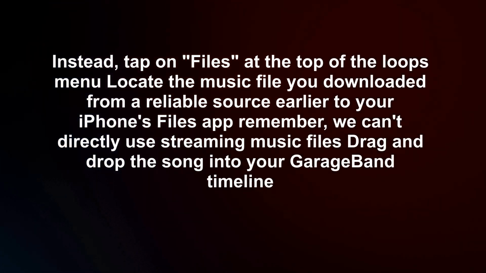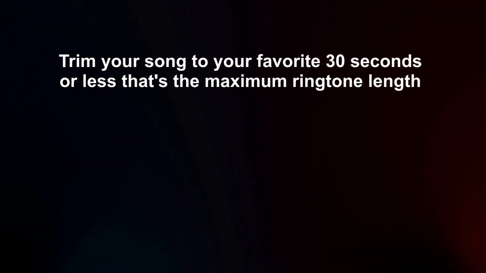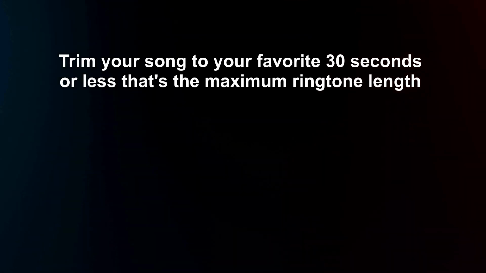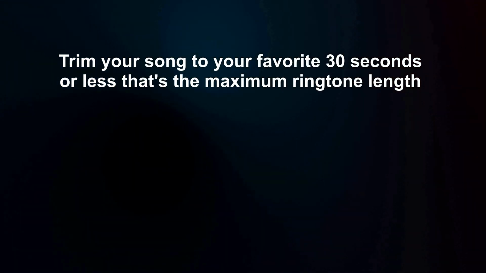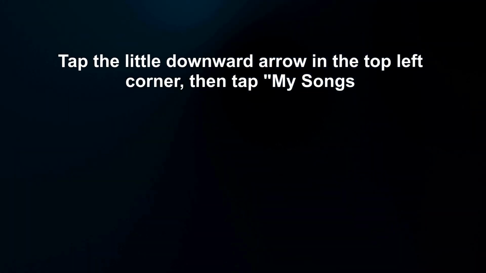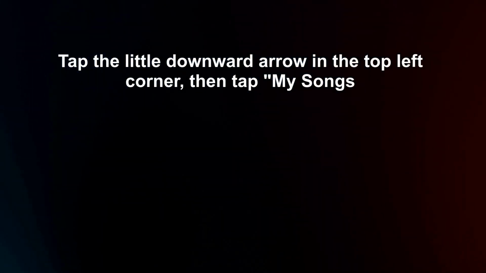Drag and drop the song into your GarageBand timeline. Trim your song to your favorite 30 seconds or less. That's the maximum ringtone length. Tap the little downward arrow in the top left corner, then tap My Songs.